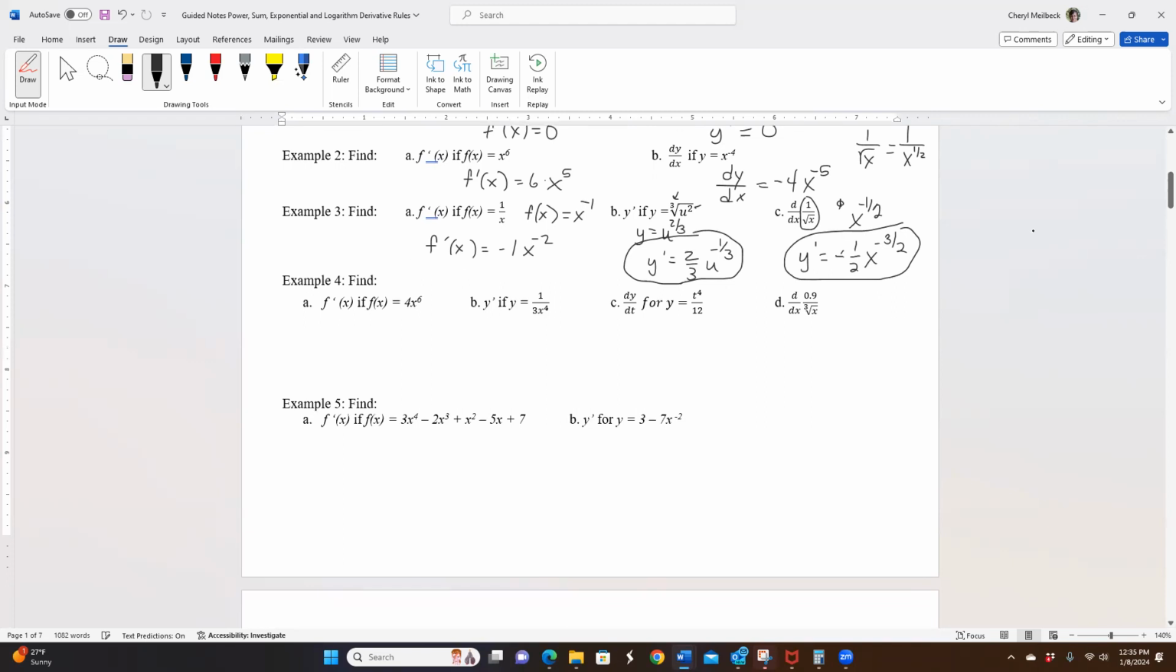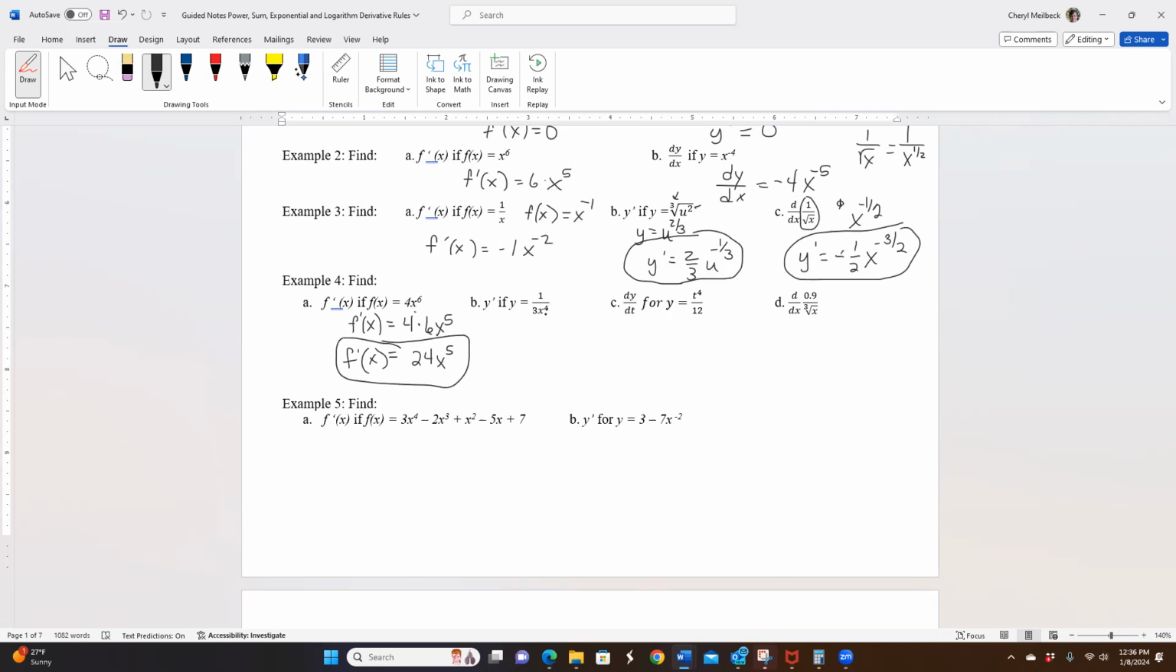and 5. So in example 4, we're taking the derivative of x to the 6. We use that power rule, but we also have a constant in front of it. So it's going to look like this. F prime of x would be the 4 times the derivative of x to the 6, which is 6x to the 5th. So we're going to get 24x to the 5th. Our shortcut, of course, would be to take your exponent, which was the 6, times the coefficient. So 6 times 4 was 24, and we subtracted 1 from our exponent to get x to the 5th.